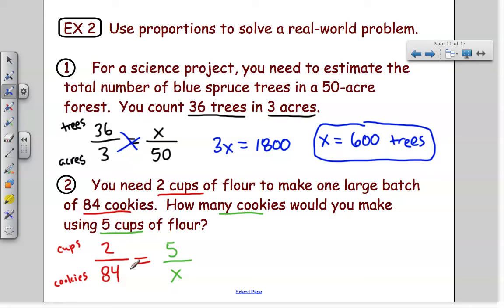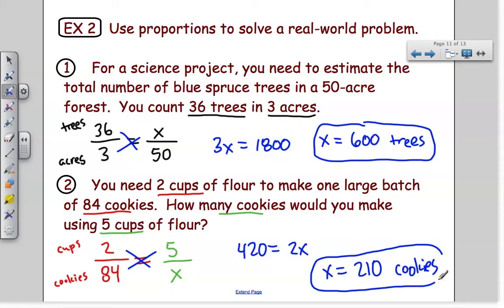Cross multiply to solve. 5 times 84 is 420. And that equals 2 times X. Divide by 2. It looks like we have 210, and this would be cookies made from those 5 cups. Seems reasonable. If 2 cups made 84, 5 cups making 210, sounds good. So using proportions to solve for a real-life problem. Again, be aware that the same sort of label should apply to the things on top and the things on bottom.